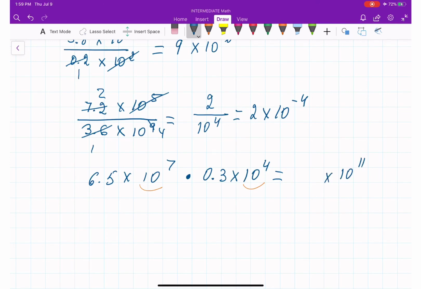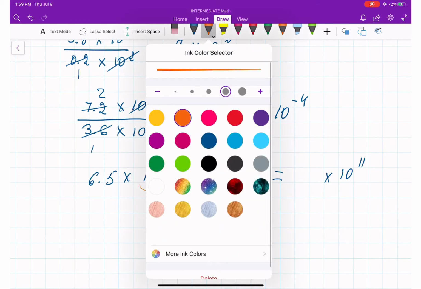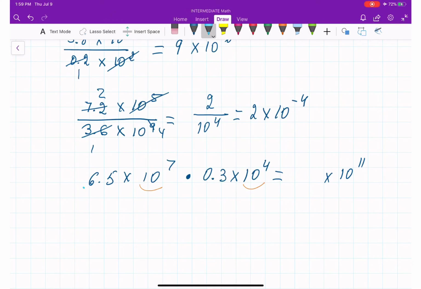And then I'm going to multiply 6.5 by 0.3. So let's see, 3 times 65. 3 times 5 is 15, 1 in mind. 3 times 6 is 18, and 1 is 19. So how many decimal places do we have? 1 here, 1 here, 2 decimals. So from here, 1, 2, it's going to be 1.95. And there we go, we multiplied.